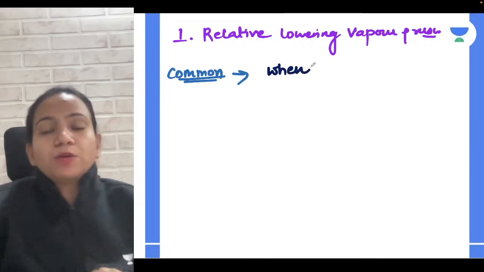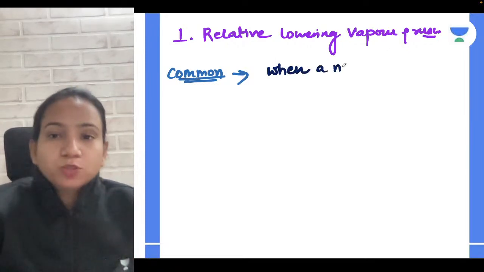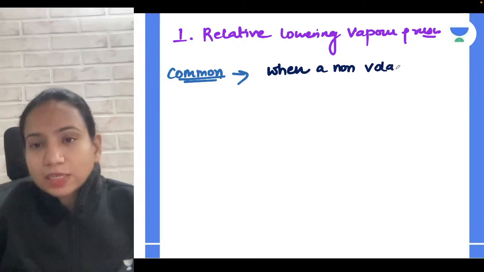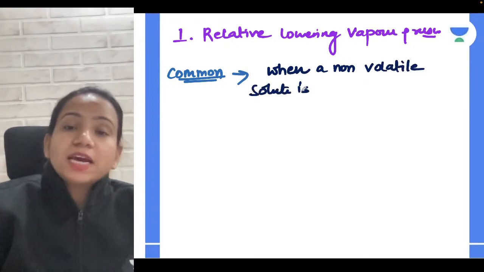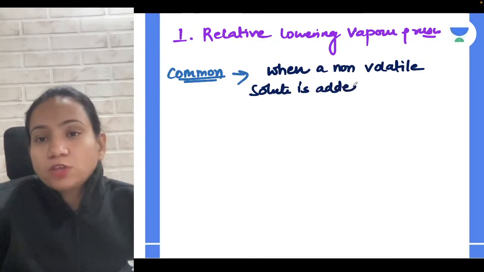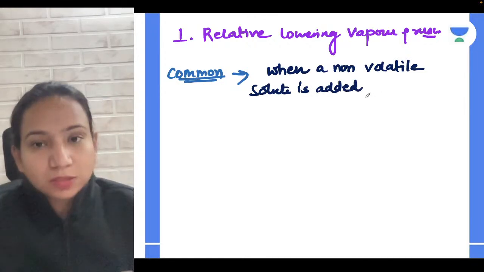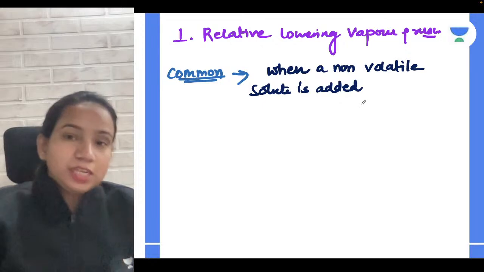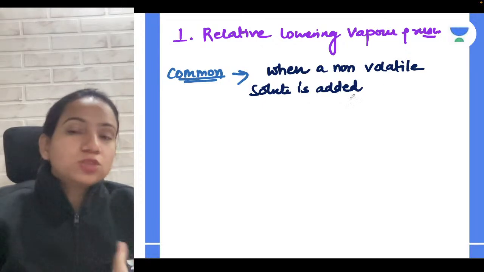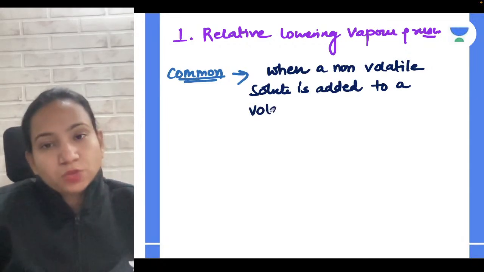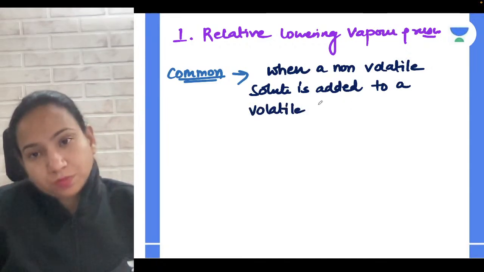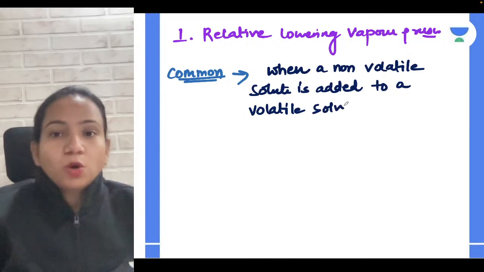So in all these properties, how have we observed them? We have observed them when a non-volatile solute is added to a volatile solvent. What do you mean by non-volatile? The substance which cannot easily evaporate. So when a non-volatile solute is added to a volatile solvent, this is a common statement you will always be using.